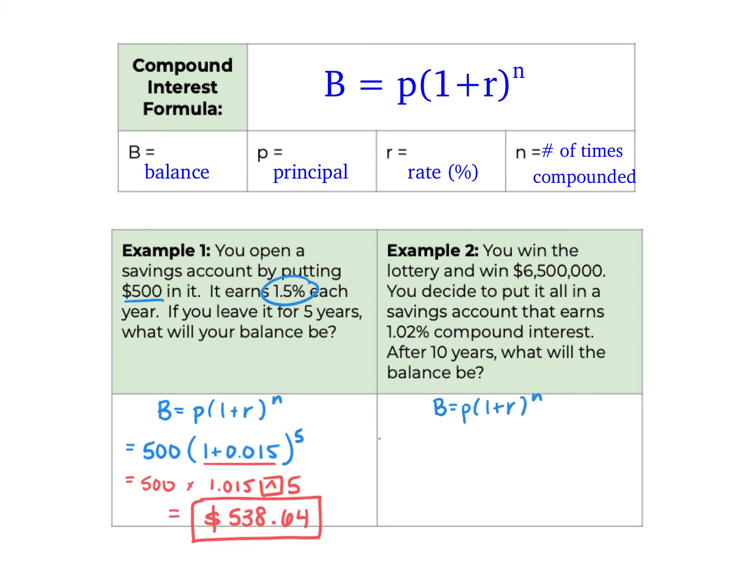and then I need to pick out the values that I'm going to substitute in. So this $6,500,000 is going to be my principal amount. That is what I started to open up that account. Then my 1 plus, remember that represents 100%. This 1.02% as a decimal, so 0.0102. And then again, my n right now is just going to match my years because we're only compounding once a year. So 10 would be the number of times compounded.